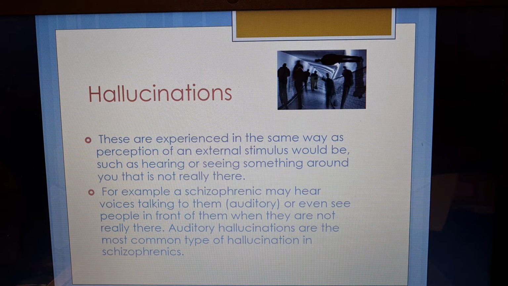The second symptom is hallucinations, and this is a very common symptom in schizophrenic patients. It's experienced in the same way as perception of an external stimulus would be, such as hearing or seeing something that is not really there. For example, they may hear voices talking to them, which is auditory, or even see people in front of them, which is visual. Auditory hallucinations are the most common type in schizophrenia, where they'll hear voices telling them to carry out certain actions. Hence sometimes schizophrenics can be deemed quite dangerous, because if they are getting auditory hallucinations asking them to attack somebody, they might actually carry out that behavior.